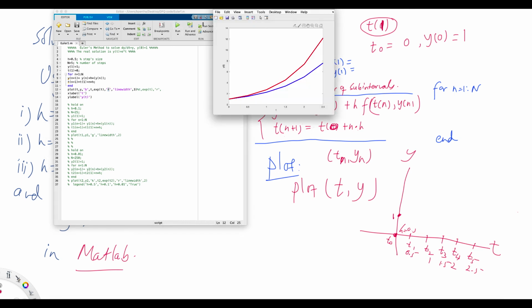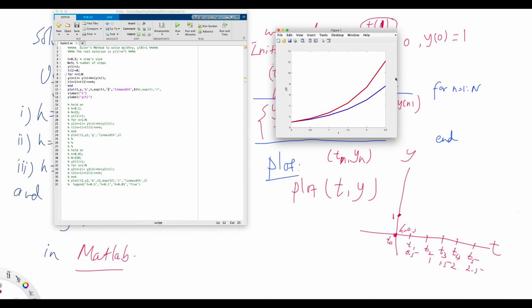If I run this, look at this graph. The red one is basically the real solution, and the blue one is the approximate solution. You see that? This is a little bit different, right? The reason is because we have the step size 0.5. If we decrease the step size, then we will get better, meaning that this line will get closer and closer, okay? This is what I'm doing next, okay?